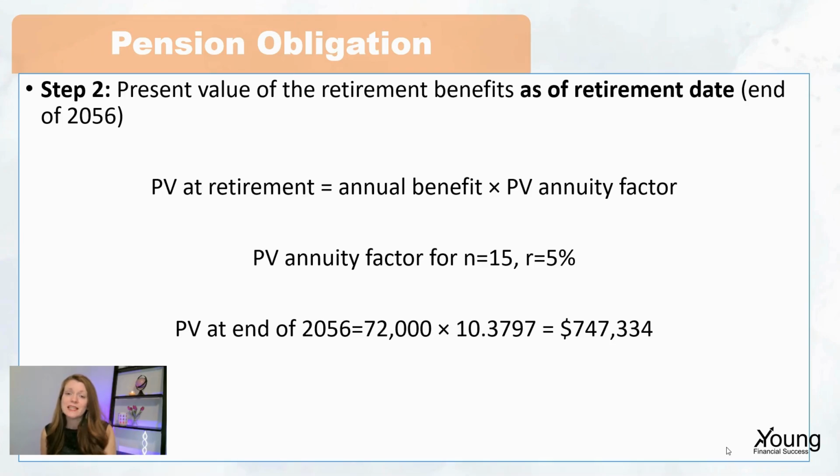So we'll take the $72,000 that she's expected to be paid for the 15 years times the factor that we would find on the PVA, the present value of an annuity table, which is 10.3797. That tells us at the date of retirement, they need to have $747,344 sitting in that projected benefit obligation account. So if it's sitting there and it's still earning that 5% interest, it will allow them to pay Maria her $72,000 a year for 15 years.